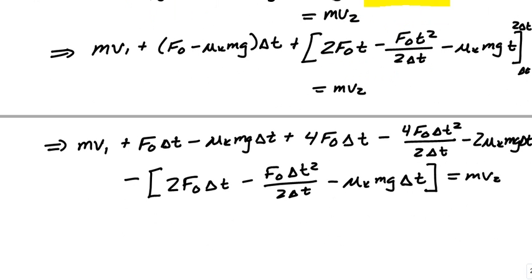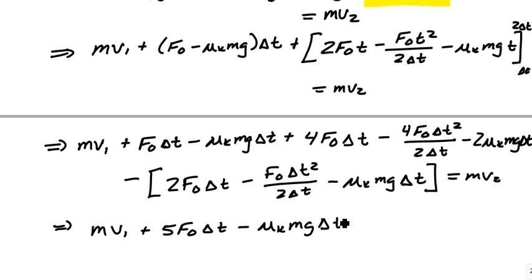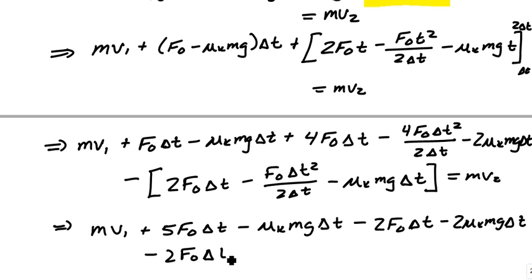We can clean this up quite a bit. I'm going to have m v1. If I look outside the parentheses here, I have 5 F naught times delta t minus mu k times m g times delta t. Here, a delta t is going to cancel, so I'm going to have minus 2 times F naught times delta t minus 2 times mu k times m g times delta t, minus 2 F naught times delta t, plus F naught times delta t over 2 plus mu k times m g times delta t, is equal to m v2.